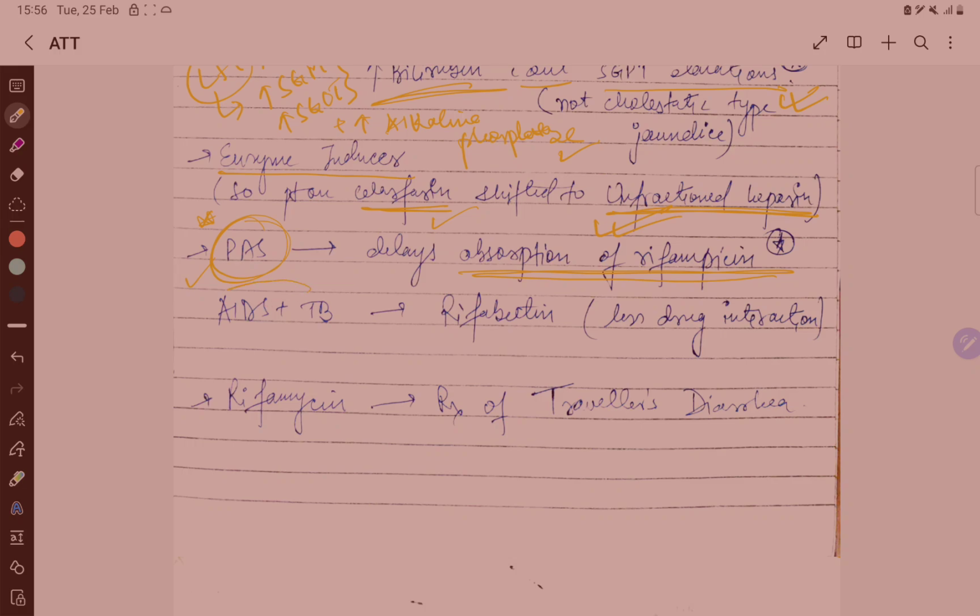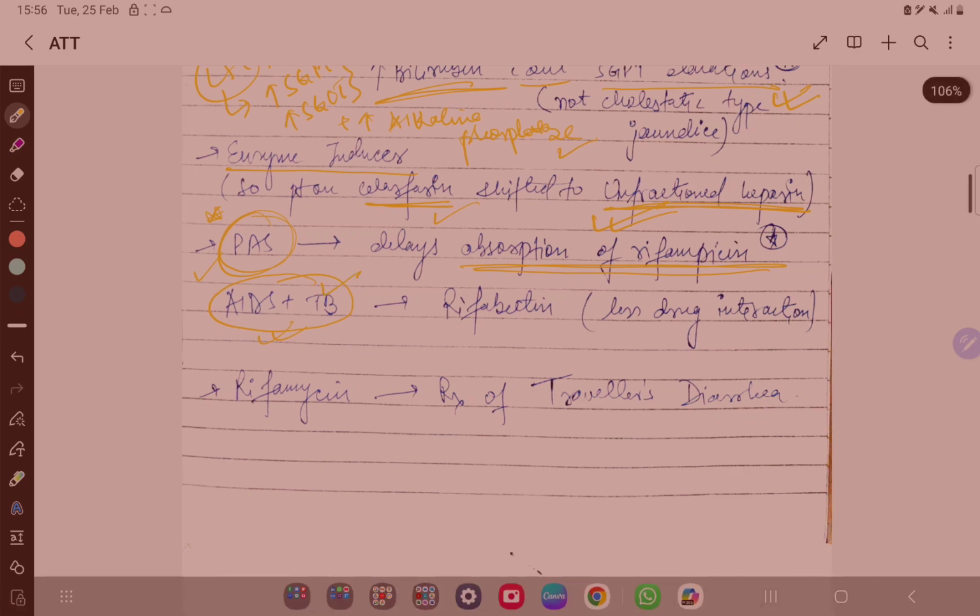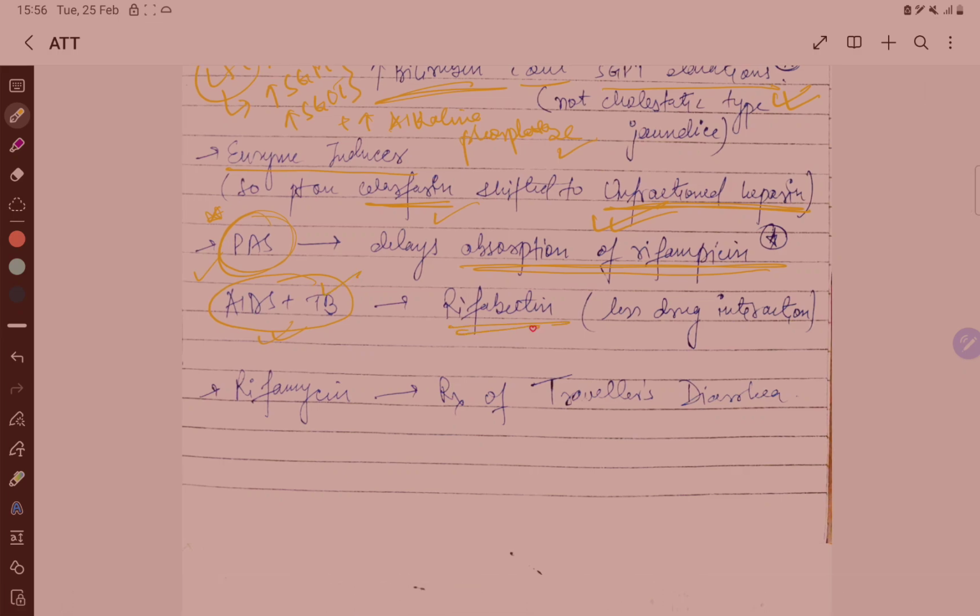Now in AIDS, there is decrease in immunity which causes TB. Here we give rifabutin. There are fewer drug interactions with the AIDS drugs. Rifamycin is given in the treatment of traveler's diarrhea, nothing to do with TB. So the names are important: rifabutin, rifampicin and rifamycin. Rifamycin is for traveler's diarrhea. Rifabutin is given with AIDS and TB, and interacts very little with anti-HIV treatment.